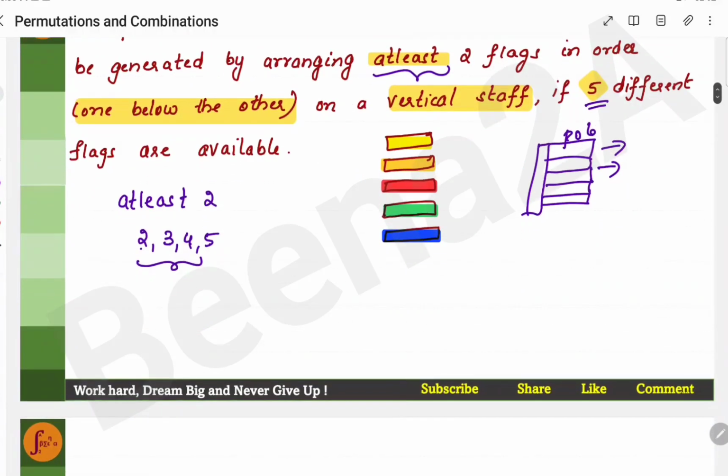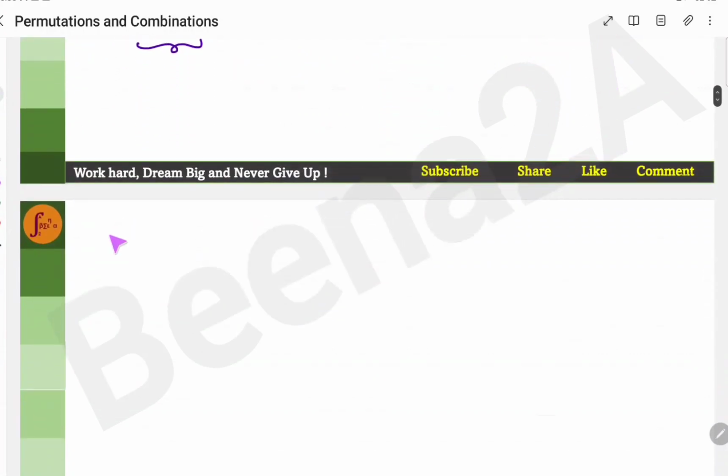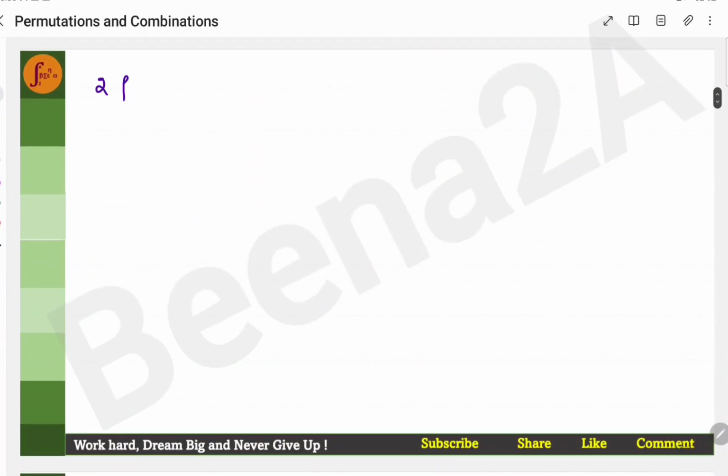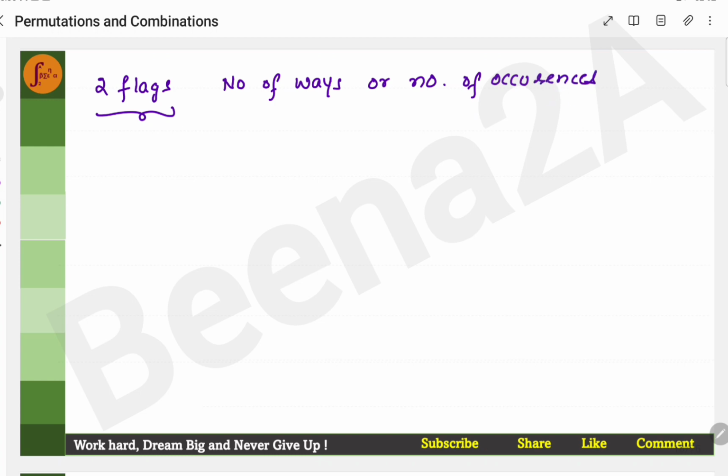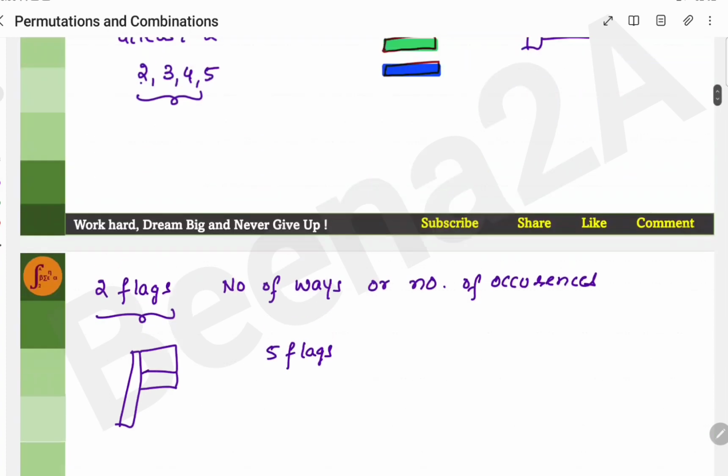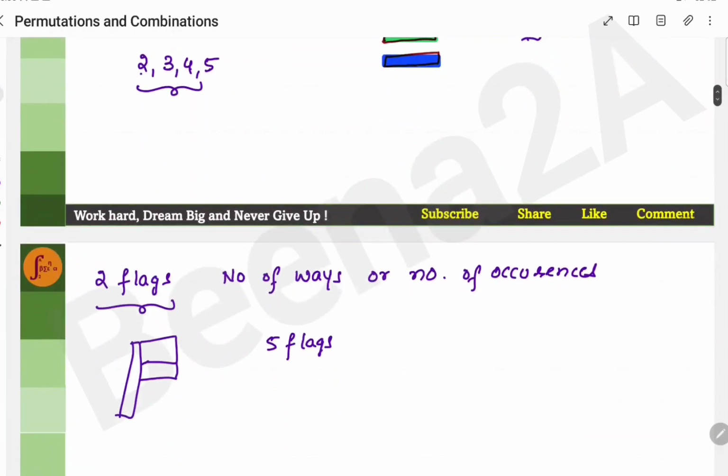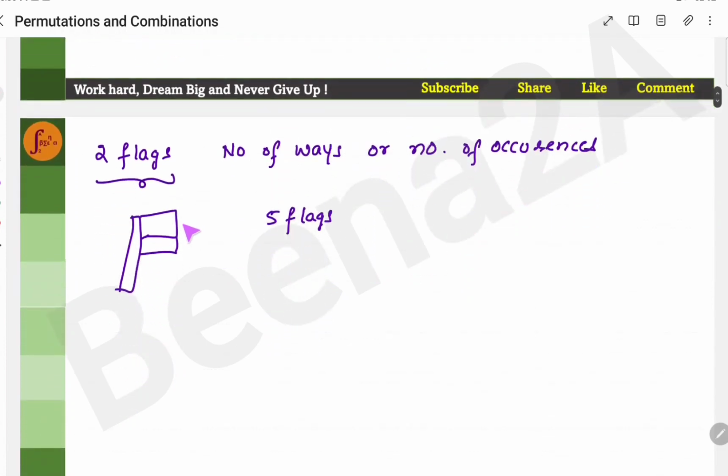So, here I'll have to take the first combination, say 2 flags. Let's go step by step. First we'll find the number of ways, or number of occurrences, with 2 flags. Now with 2 flags, I have a vertical staff. I need to form 2 flags and I have 5 flags. Right? So simple. We'll use the multiplication principle of counting.